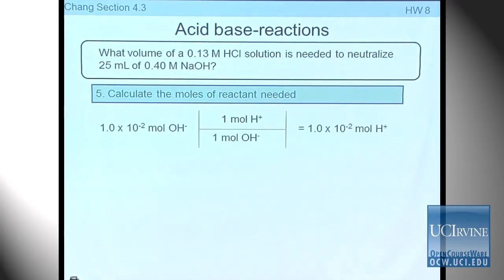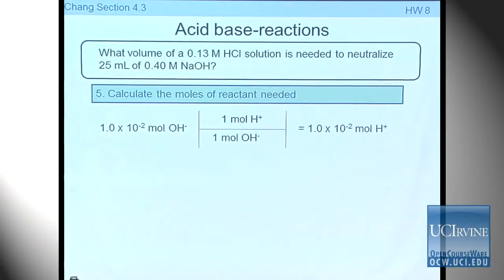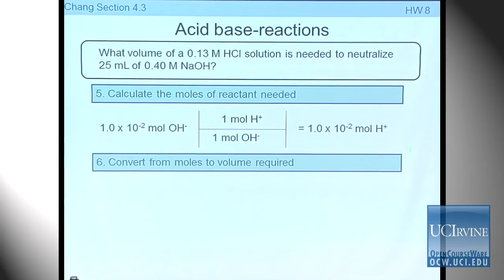You can do this directly, right? If you know that they react 1 to 1, you can immediately say, this is how many moles of OH I have, that's exactly how many moles of H plus I need to neutralize it. But if you're not sure, you can always use these mole ratios, which are always right, and always guide you in the right direction. So this is the number of moles.